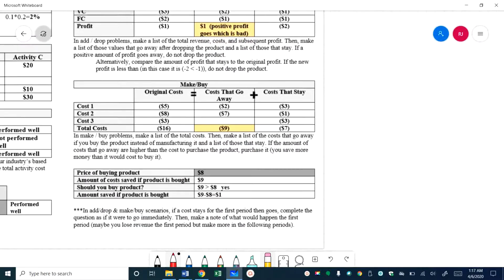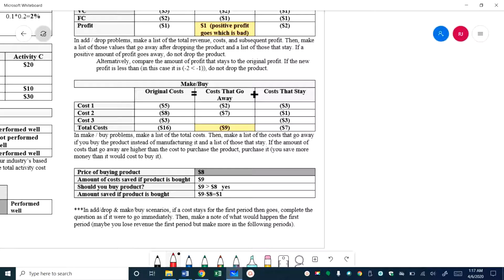So, in make-buy examples, it's super similar to add-drop, except this time you're only caring about the costs. You don't care about revenue or profit. So you want to list out all the costs, and then you want to list out the total cost. Again, you want to make your alternative 1, which is your OG, or in this case, you're going to make it, and then your 2 columns for alternative 2, which is if you buy it.